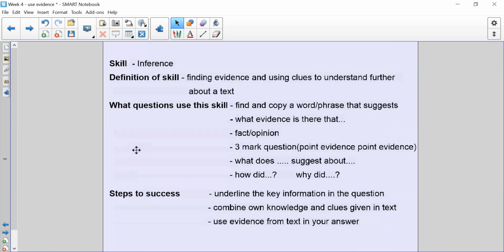Okay, so we've been looking at our inference skill, and we've been using our understanding of inference to be able to answer our point and evidence questions, okay? And we're looking at our evidence to support our reasoning as to why we've given that answer.